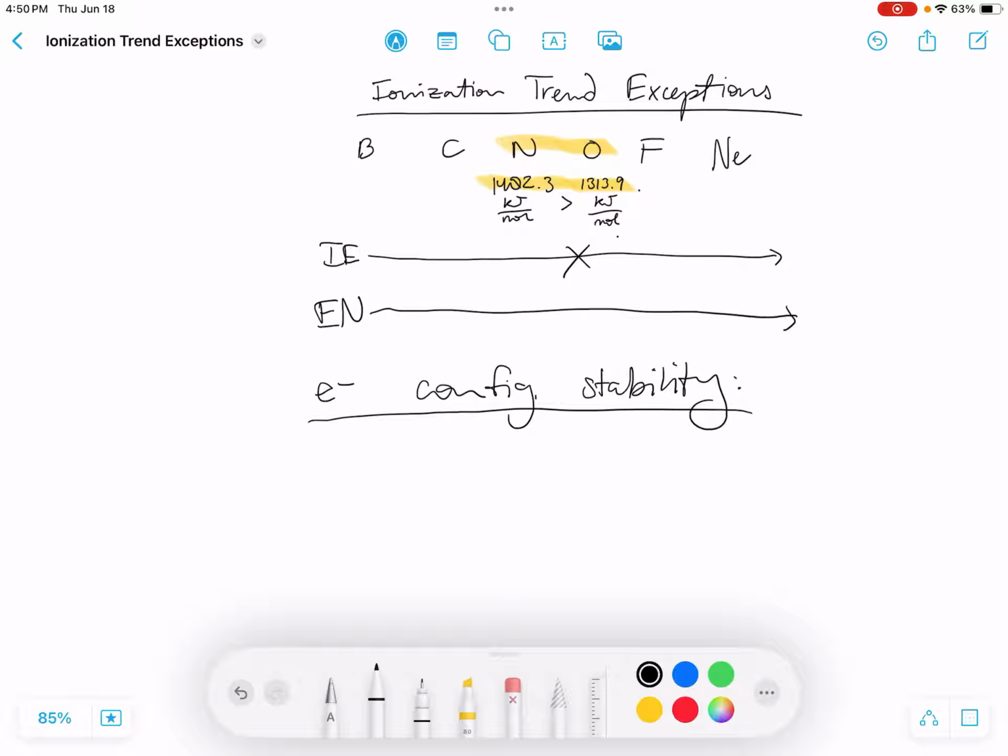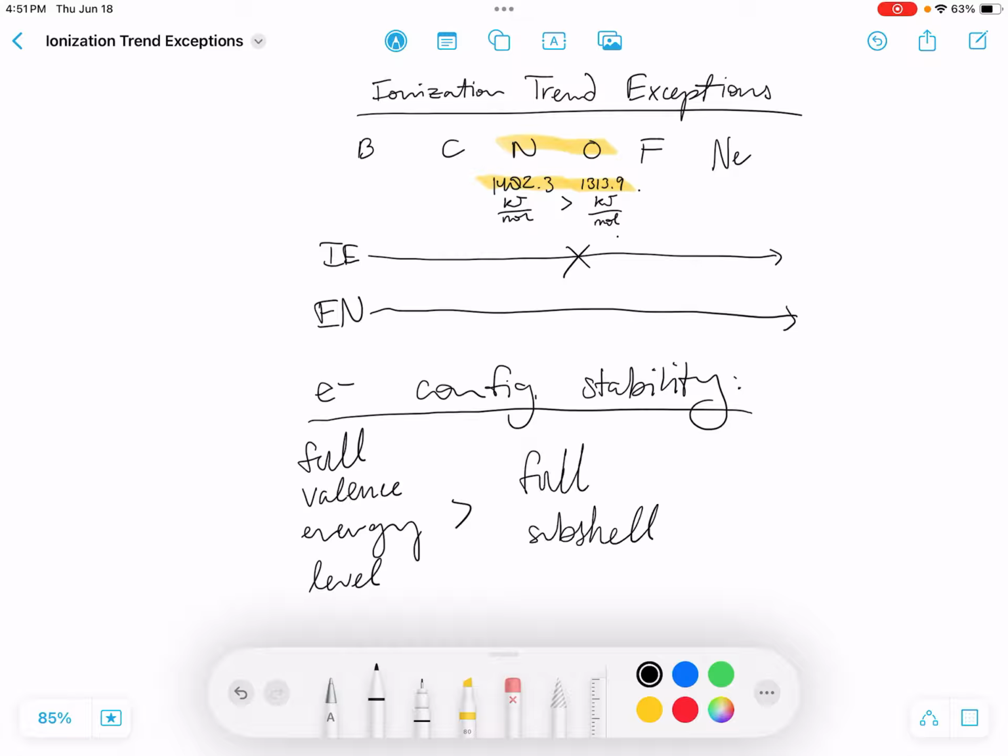So what we'll come to realize is that a full valence energy level is more stable than a full subshell. And a subshell, in case you're unfamiliar, is like a 2p or a 3s, stuff like that. And then that's more stable than a half full subshell.